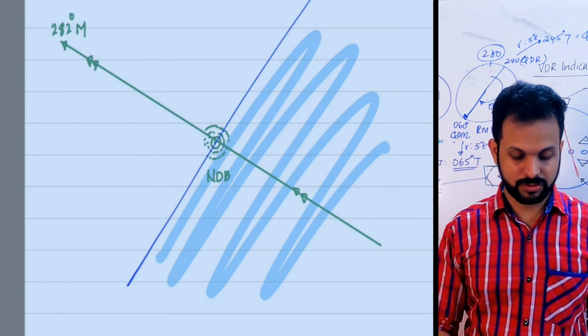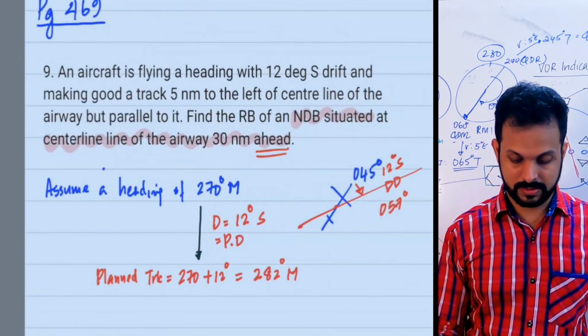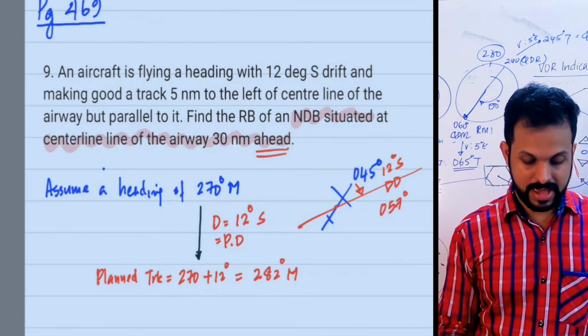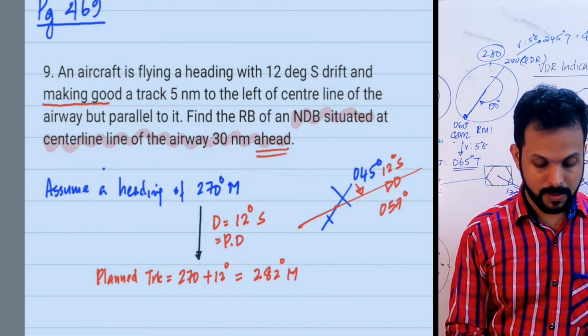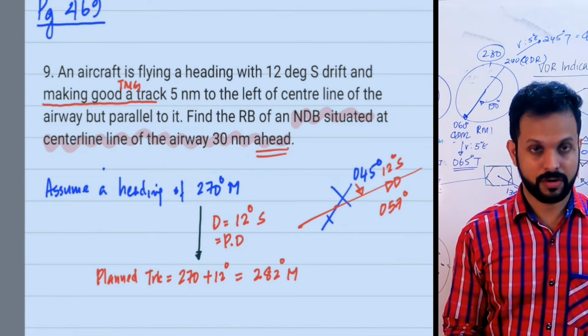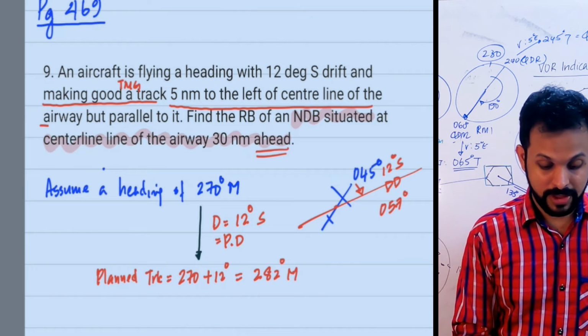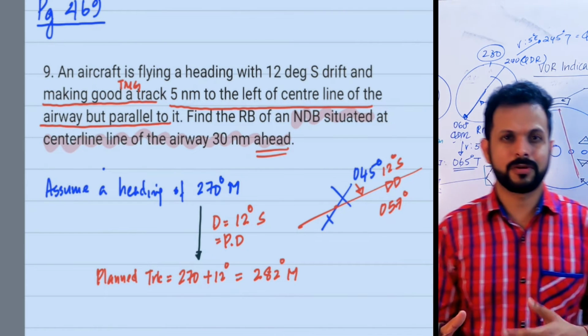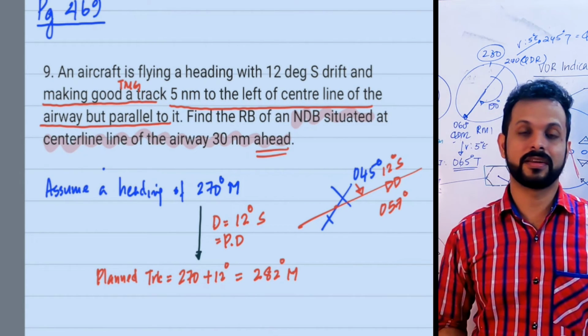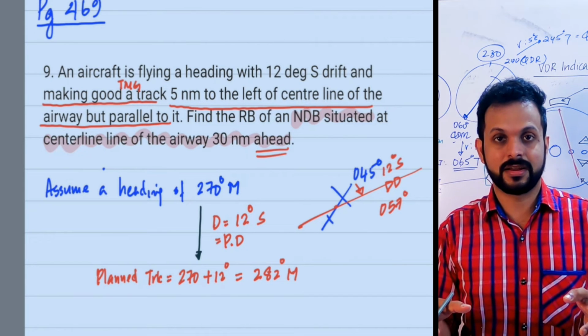To find the actual track, what they have given you in this question is, they have told you that the aircraft is making good a track, more appropriately the track made good, or the actual track of the aircraft, and that is 5 nautical miles to the left of the center line of the airway, but parallel to it. A couple of words put together here. Let's disintegrate this and look piece by piece.